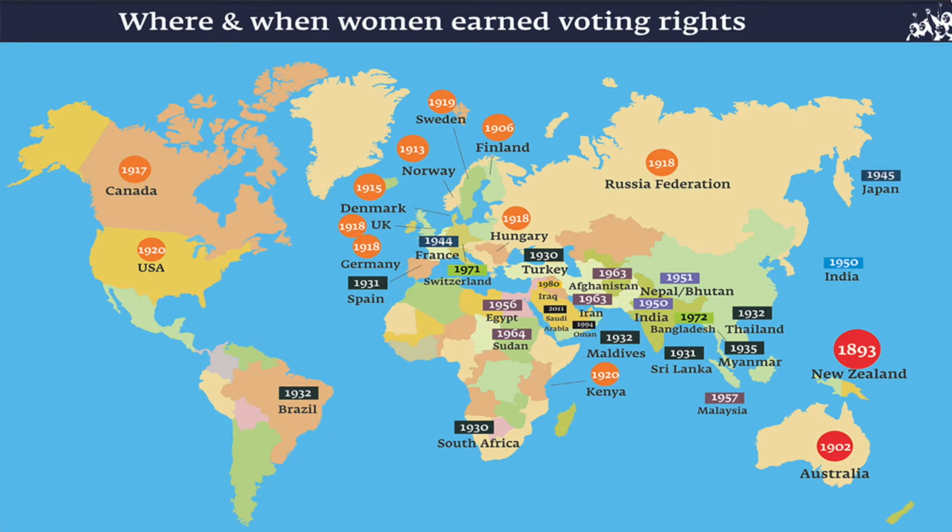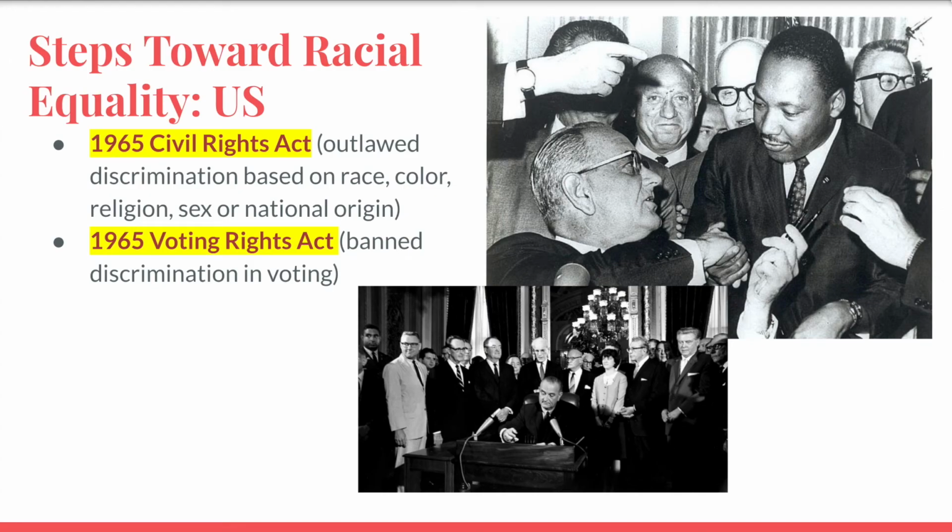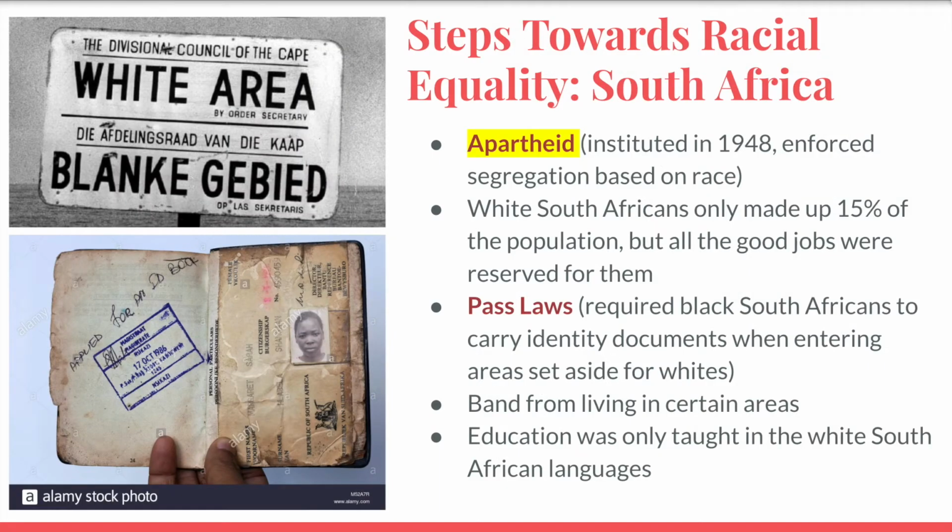It's a major change. Steps towards racial equality. So in 1965, the United States of America tried to end Jim Crow laws. The Civil Rights Act of 1965 outlawed discrimination based on race, color, religion, sex, and national origin. It also banned discrimination in voting. This was major milestone legislation in the United States that had a significant impact around the world.